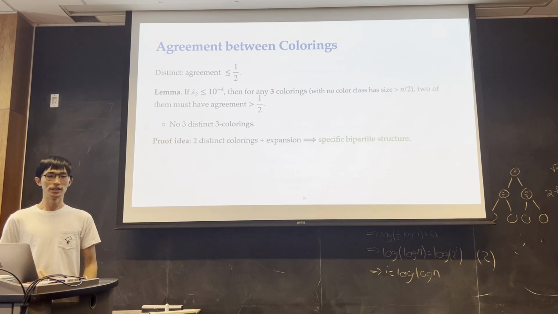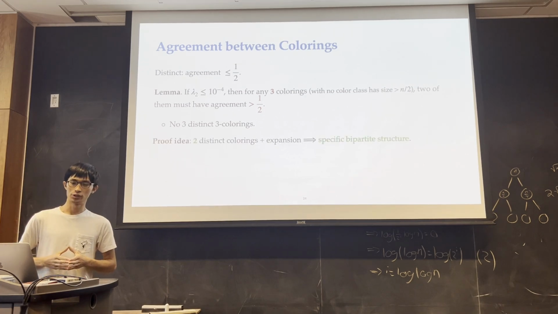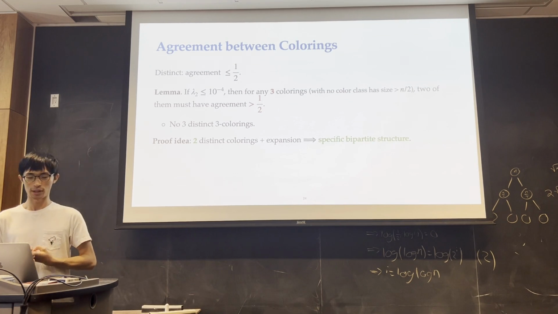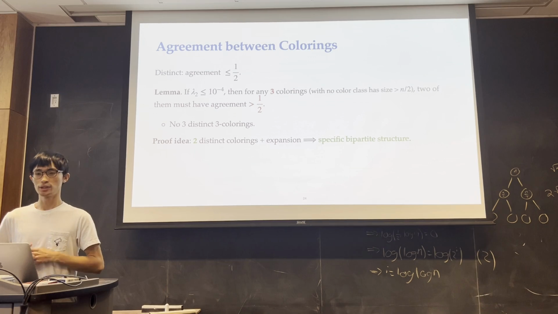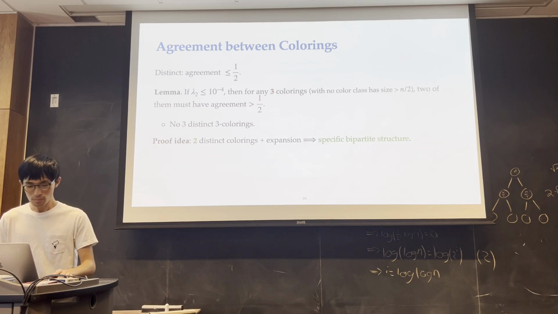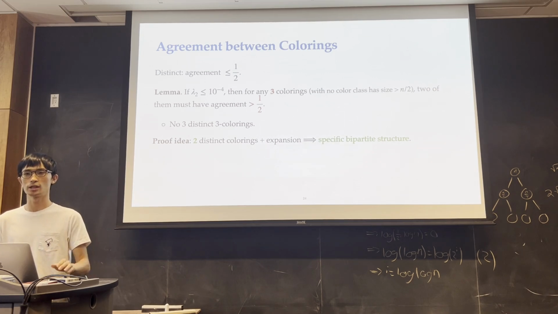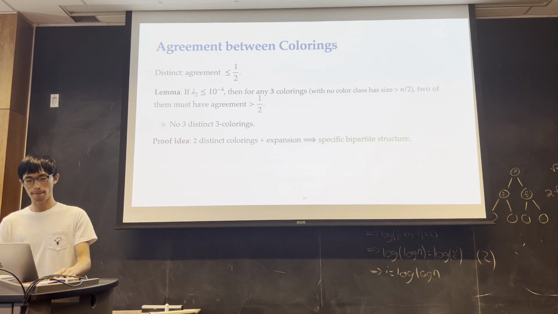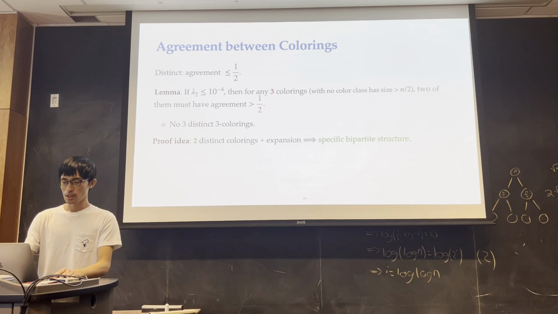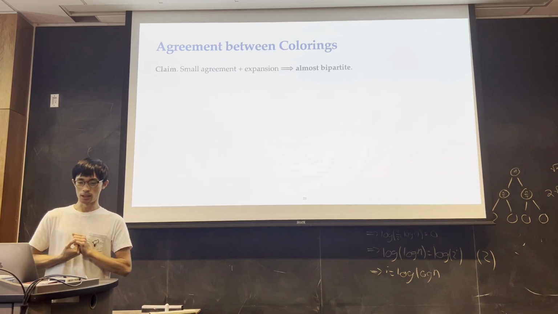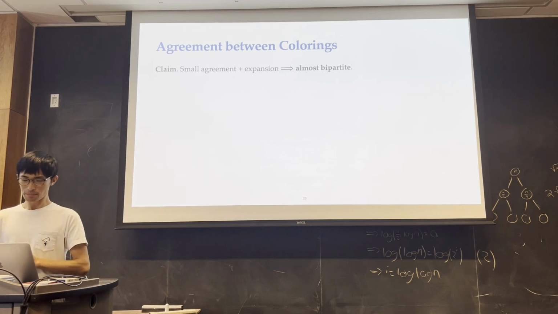And the proof idea is basically the same as before. Let's consider 2 distinct colorings for now. Suppose they're distinct and the graph has expansion. Then it implies that this graph has some specific bipartite structure. Basically roughly the same idea as before. Okay, so let me prove this claim.